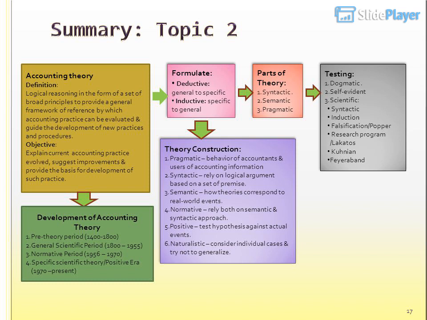Development of accounting theory. Pre-theory period, 1400 to 1800. General scientific period, 1800 to 1955. Normative period, 1956 to 1970. Specific scientific theory or positive era, 1970 to present.